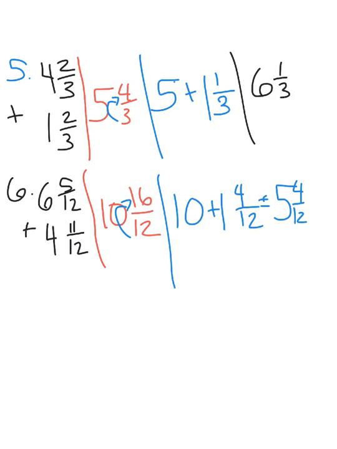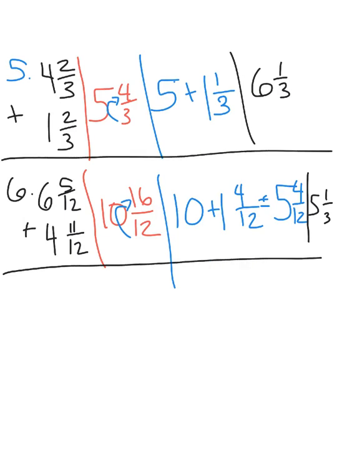And then 4 and 12 are both factors of 4. So we can divide both sides by 4. Don't forget your whole number. 4 divided by 4 is 1, and 12 divided by 4 is 3. All right. I'm going to draw lines here to separate them. Let's go on to number 7.